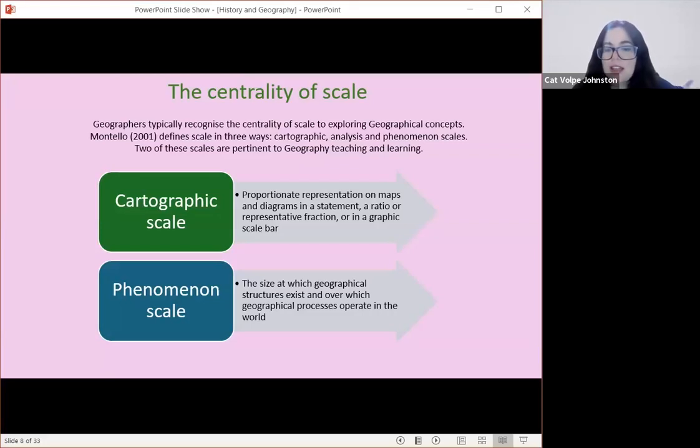We are looking at scale in terms of representation on maps, so proportionate representation on maps, diagrams, in a statement, a ratio, or a representative fraction to give us some information about the data that we're looking at. We also look at phenomenon scale, so the size at which geographical structures exist and over which geographical processes operate in the world. So 2 different ways that we look at scale in geography.